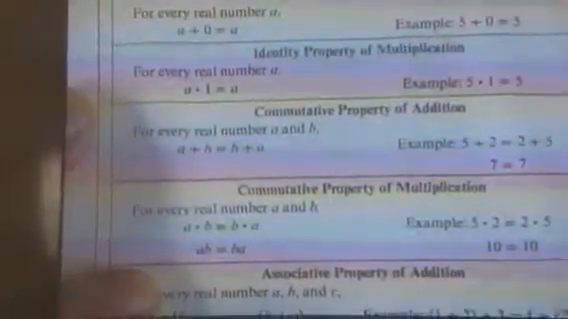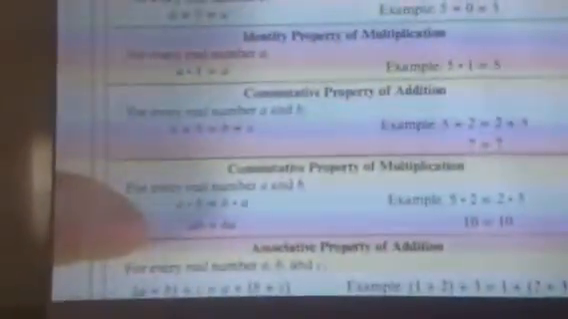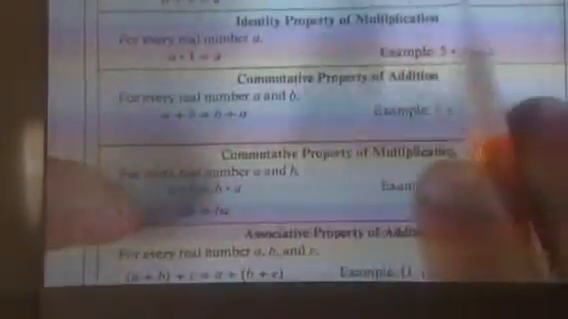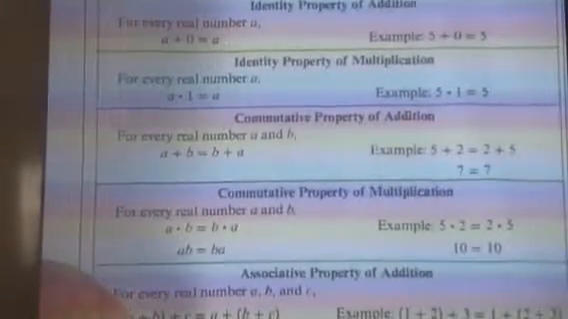Okay, so what you see in your notes is all of these different properties. I'm just going to go over them really quickly. They're probably things that you have seen before. The identity property of addition just basically says that when you add 0 to a number, that number doesn't change. 5 plus 0 equals 5. Any number plus 0 is going to give you the number that you started with. It's the identity property because that number keeps its identity. It does not change. Okay?